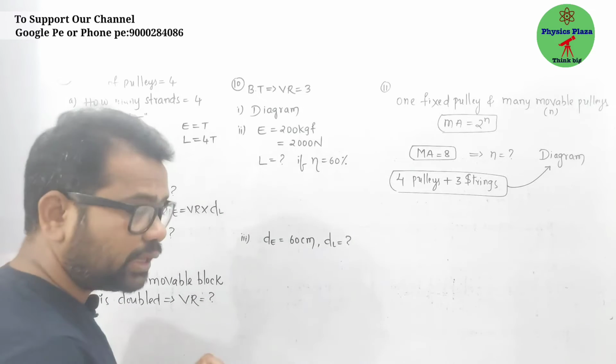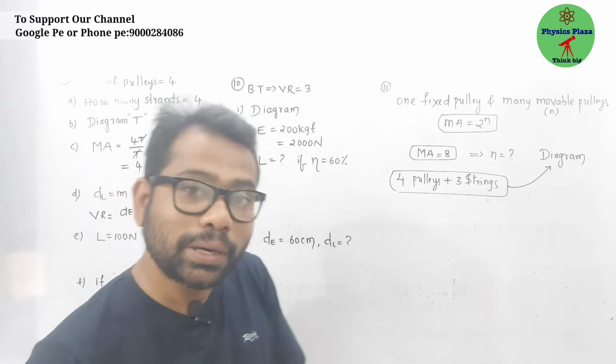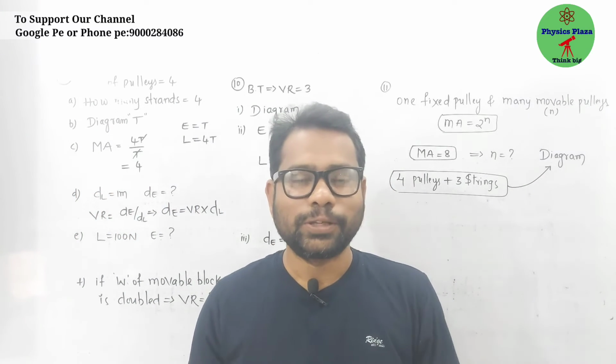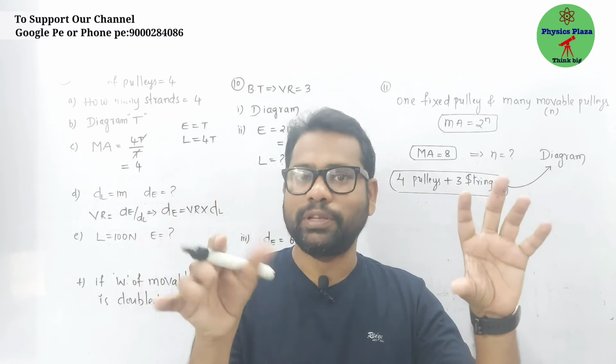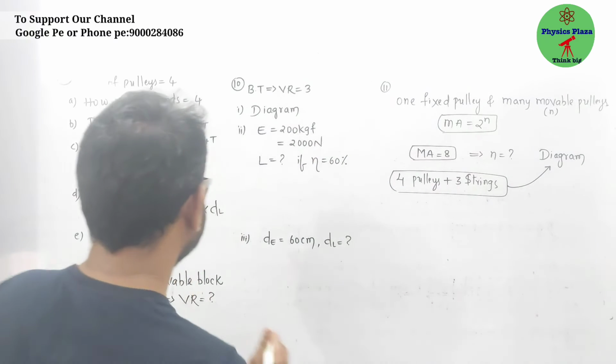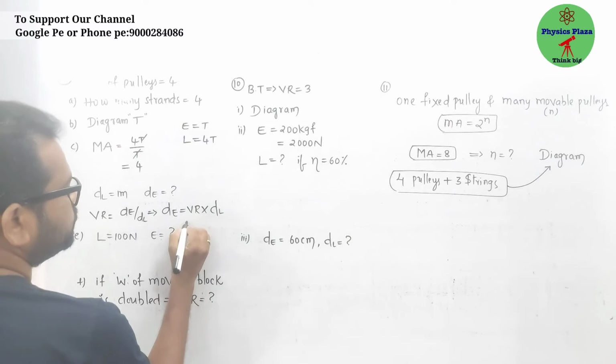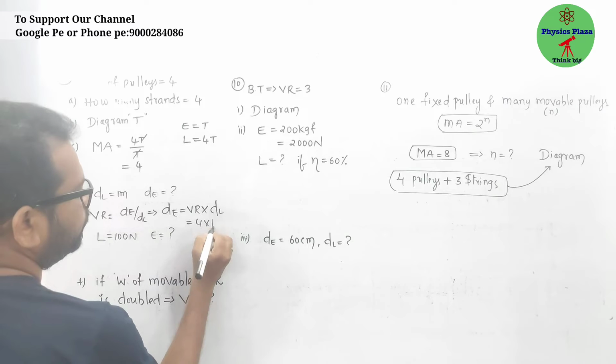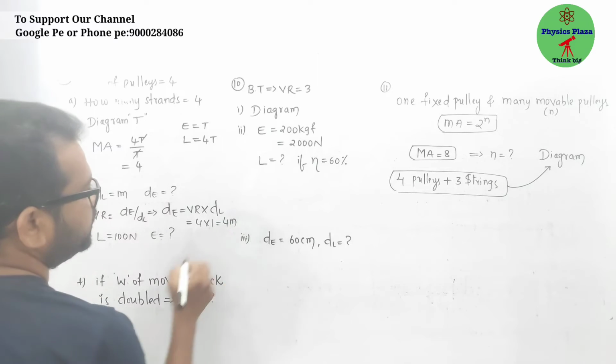But you may say, sir, velocity ratio is not given. Yes, it is not given, but the number of pulleys is given. So velocity ratio is equal to the number of pulleys where the effort is applied in the downward direction. Whether it is given or not, we will assume it. Okay, fine. So it is nothing but 4, the number of pulleys. So it is 4 into 1. So 4 meters is the answer.